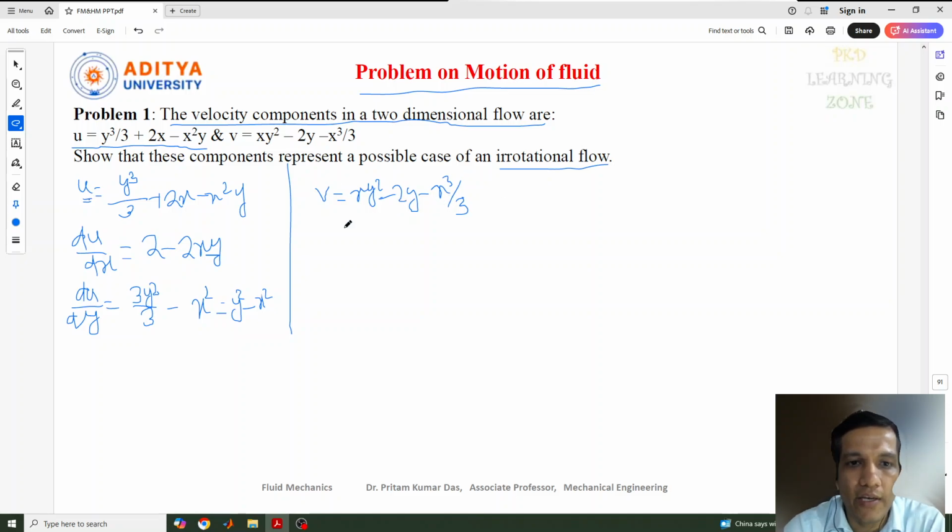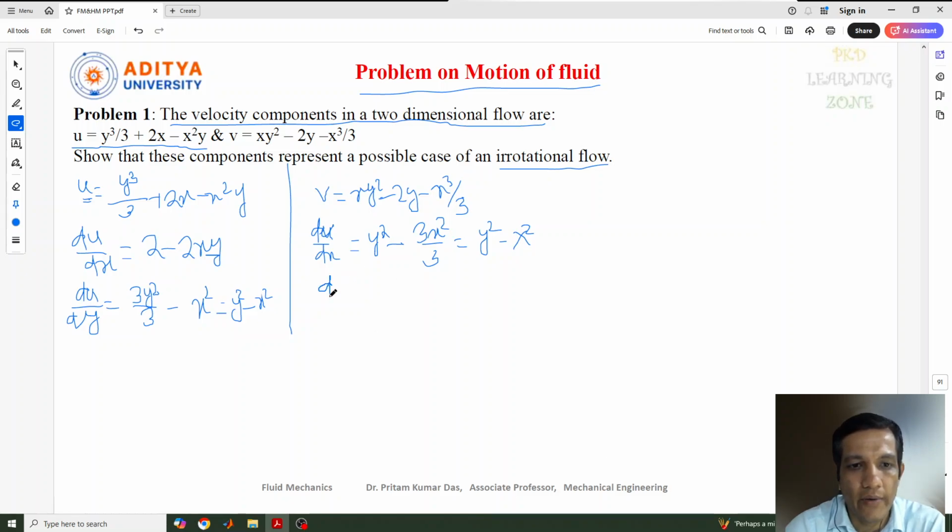Similarly for v, we do the same thing: the derivative of v with respect to x and with respect to y, both. With respect to x, for xy square the derivative of x is 1, so only y square remains. For 2y, there is no x term, so neglect it. For x cube by 3, we get 3x square by 3, so 3 is cancelled and we have y square minus x square. So this we will get.